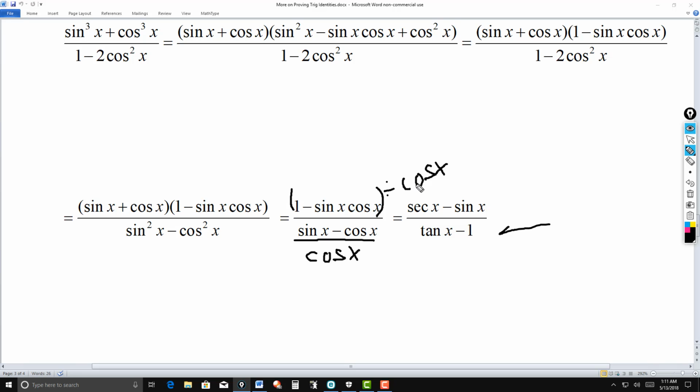So now what do I have? 1 divided by cosine of x. 1 over cosine, that's one of your basic identities, that's secant of x. And then when you divide this term right here by cosine of x, obviously the cosine of x is going to cancel, and it's going to leave just minus sine of x. And of course, this is what we're supposed to get. Now let's clear this.